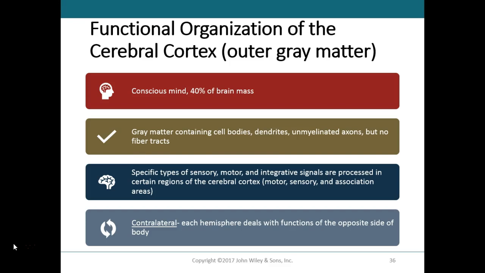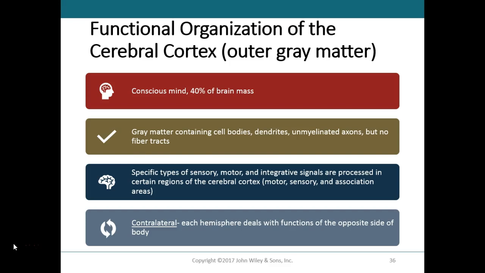Within the cerebral cortex, we have sensory areas that receive sensory input, and they're also involved in perception, the conscious awareness of a sensation. There are motor areas that control the execution of voluntary movements, and integrative or association areas that deal with complex functions such as memory and emotions, reasoning, judgment, personality, and intelligence.